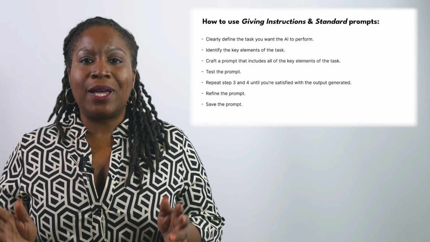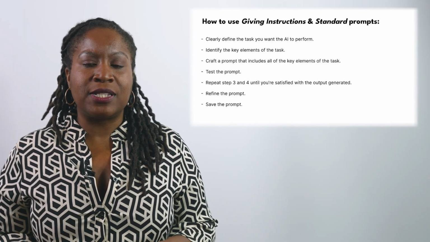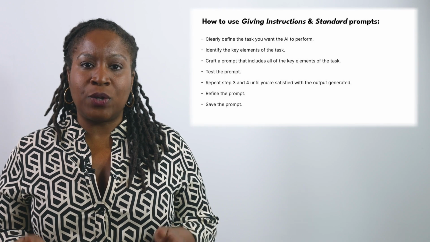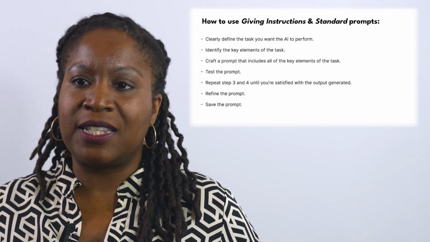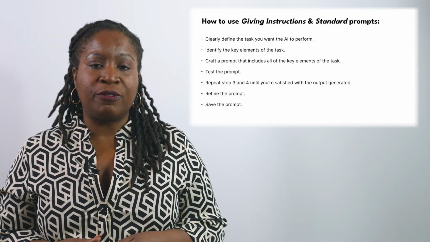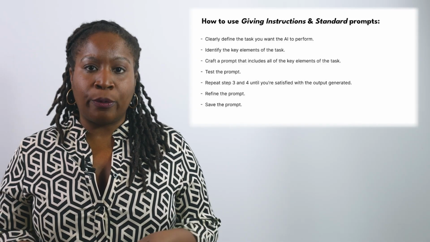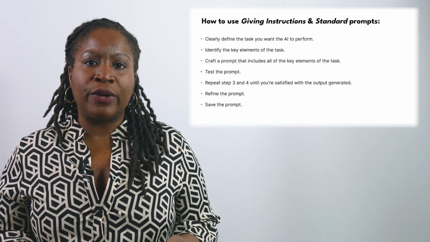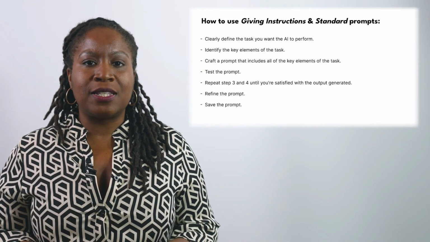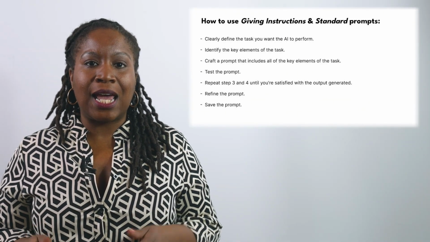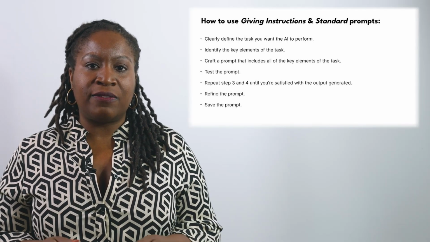Here is a step-by-step explanation of how to use giving instructions and standard prompts within prompt engineering. The first step is to clearly define the task you want the AI to perform. This could be anything from generating a sentence or a paragraph to writing a story or an article. Once the task is defined, you need to identify the key elements that the AI needs to understand in order to generate text that is relevant to the task.